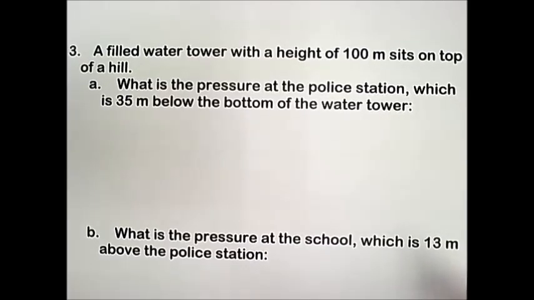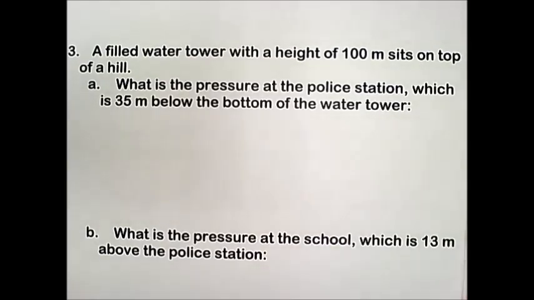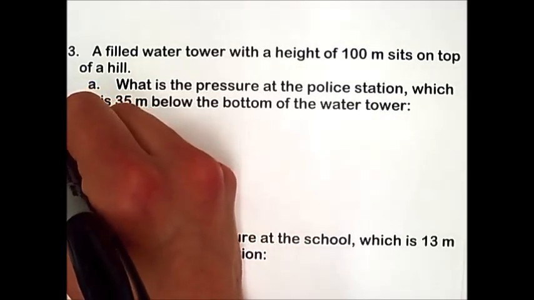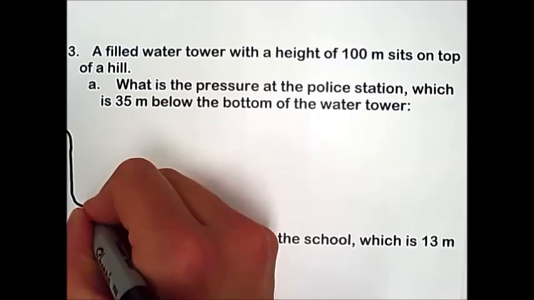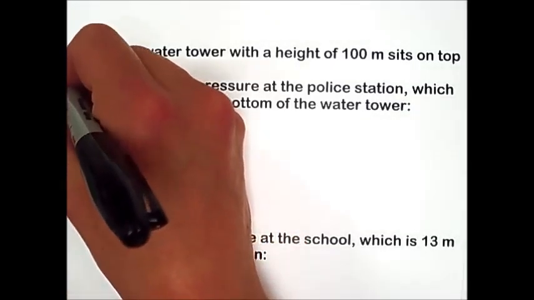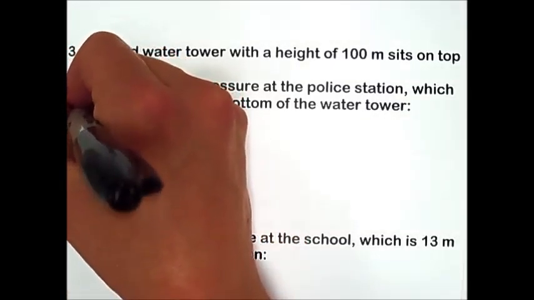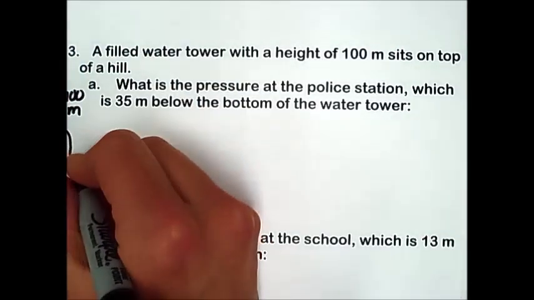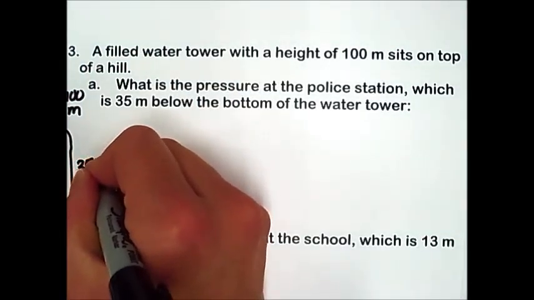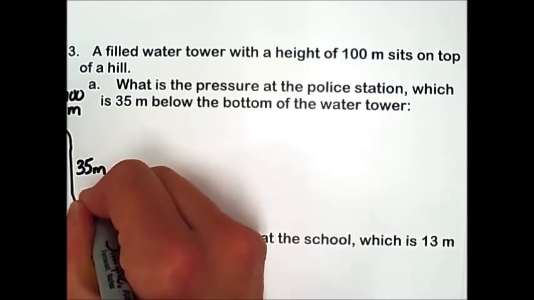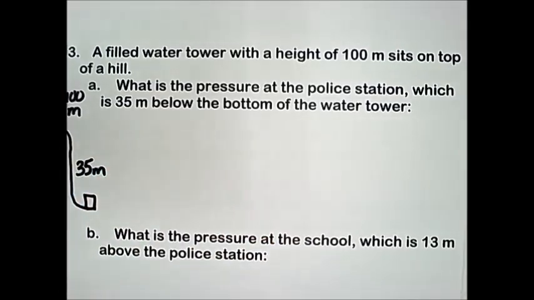Number 3. A filled water tower with a height of 100 meters sits on top of a hill. What is the pressure at the police station, which is 35 meters below the bottom of the water tower? In this problem, we might want to sketch out what's going on. So we have the top of the hill, and the police station down below. Our water tower has a height of 100 meters, and the police station is 35 meters down at the bottom of the hill. This picture is not drawn to scale.